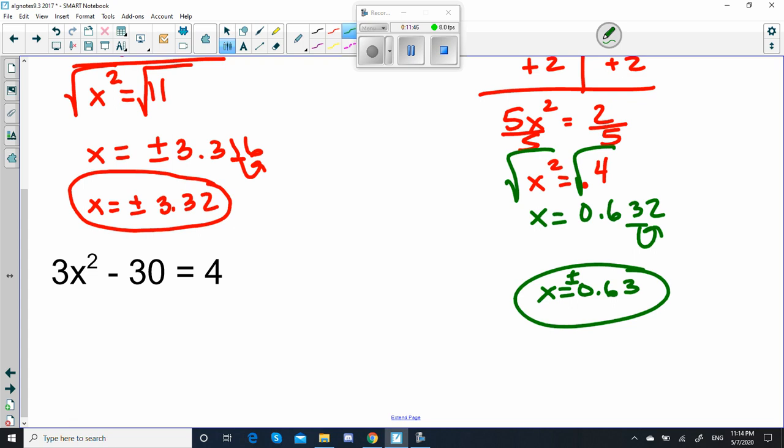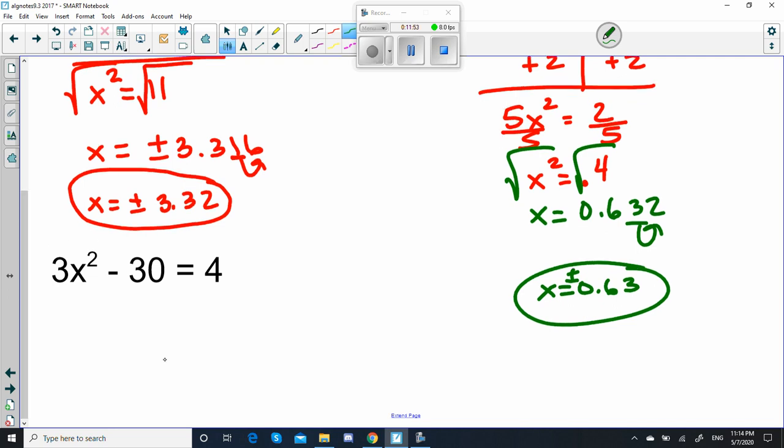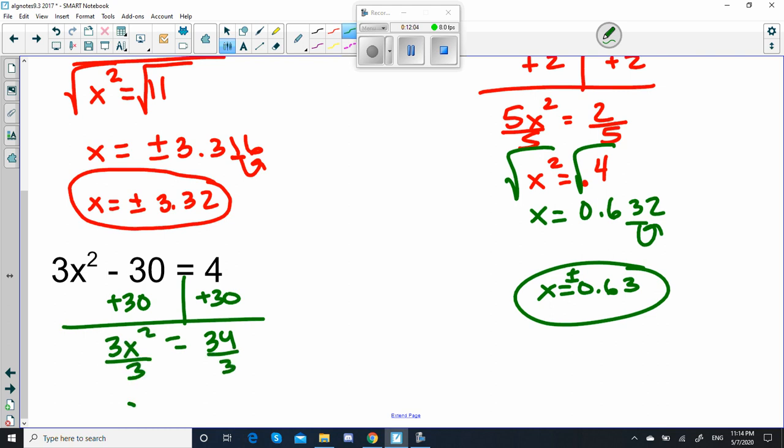I want you to pause it and try the third one by yourself and see if you can. You're definitely going to need your calculator there. Okay, so first step is to add 30 to both sides. This is 34 on this side. And then second step is to divide by 3. Remember, my goal is to get that x squared isolated. I think I'm going to change it to a decimal. Let me look. 34 divided by 3 is a repeater. So I'm not going to change it to a decimal. I'm going to leave it like that, because I can't round right here until after I take the square root. So I'm going to leave it as 34 over 3.